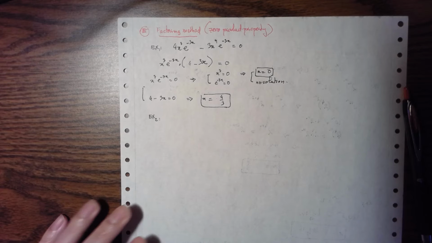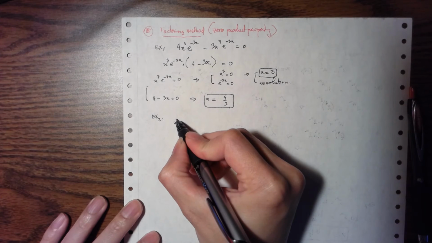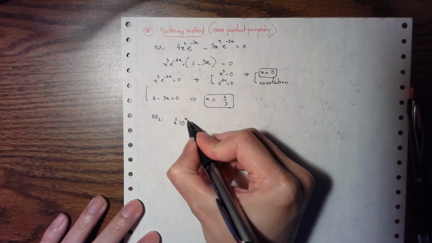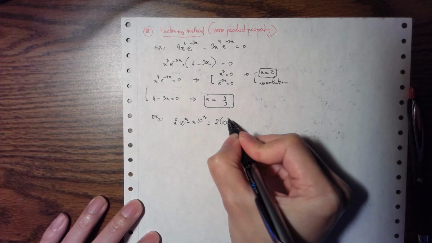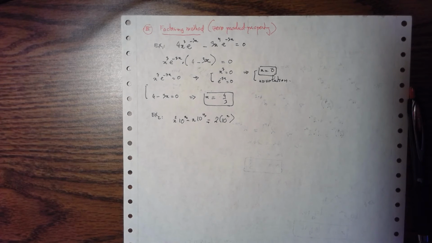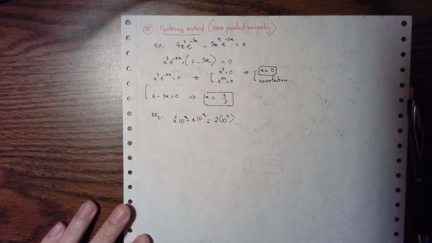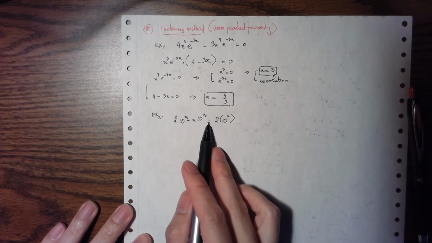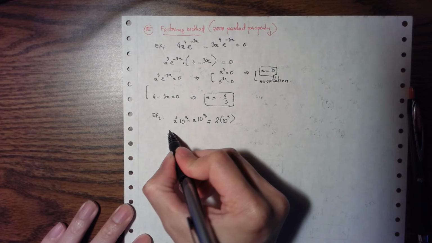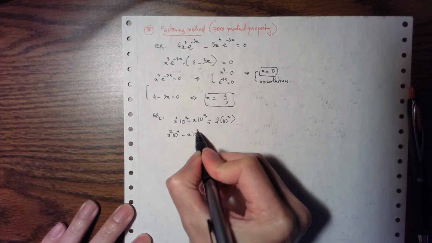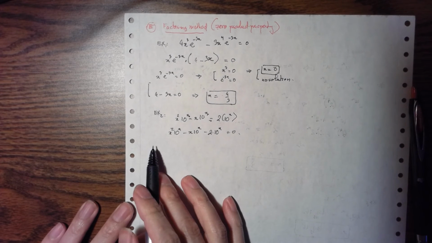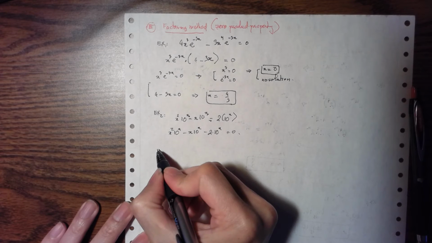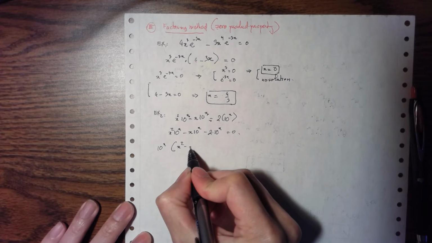What I highlighted here: you have x squared 10 to the x minus x 10 to the x equal to 2 times 10 to the x. Well, we have 3 terms. I'm going to move everything to the left-hand side because I already see the common factor. So x squared 10 to the x minus x 10 to the x minus 2 times 10 to the x. You see that? When you move everything to the left-hand side, you see something in common, you can factor 10 to the x out. So you have 10 to the x times x squared minus x minus 2 equal to 0.